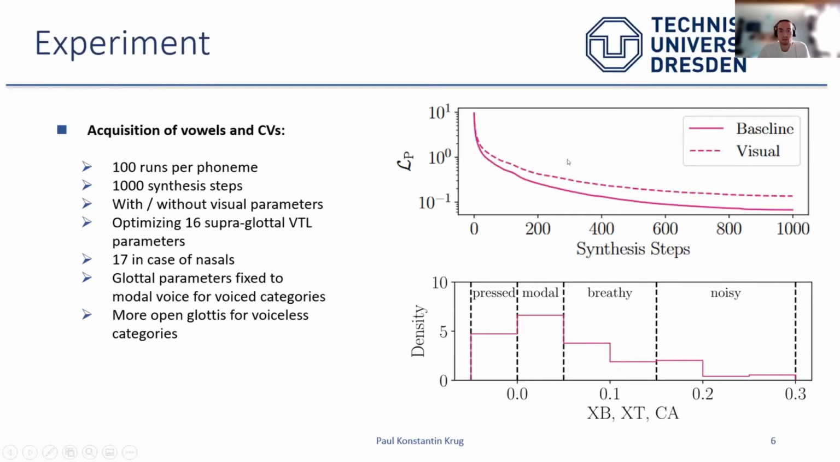In the plot on the right top corner, you can see the loss curve, the phoneme loss curve of both experiments: without the visual information, that's the baseline, and with visual information. You can see that the phoneme loss with visual information is consistently higher than the one of the baseline, and that shows that it's basically a kind of regularization.